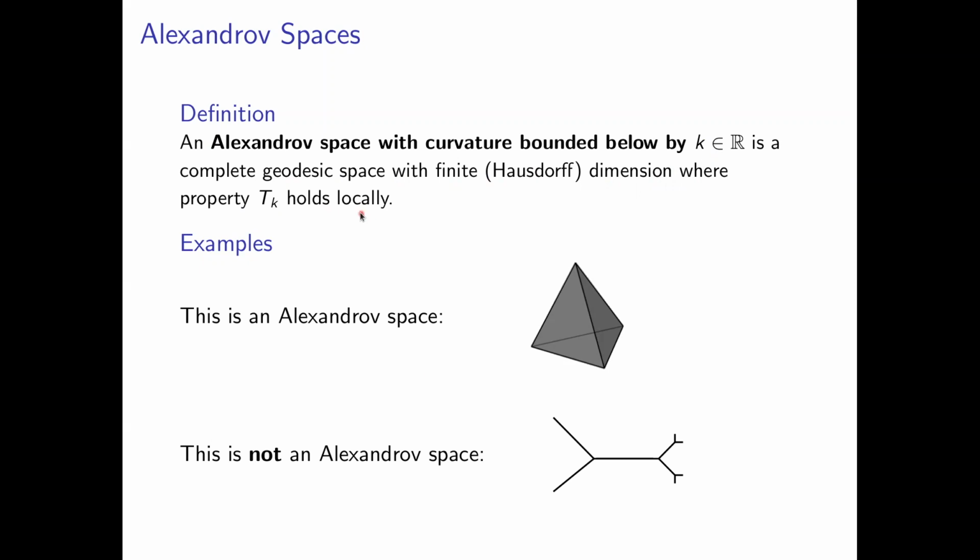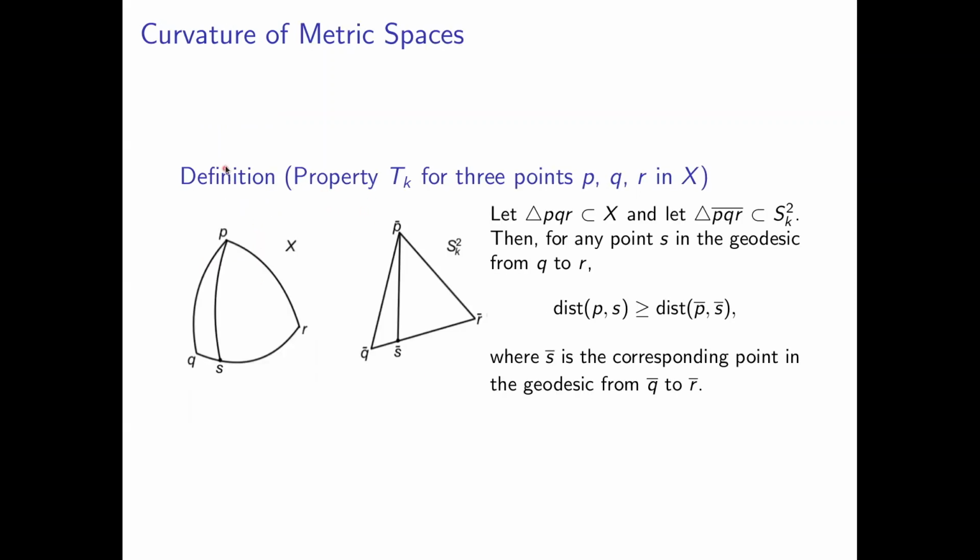Let me just go back. So you may ask, where does this come from? Why are we taking this as a notion of a lower sectional curvature bound? This is actually a theorem for Riemannian manifolds with lower sectional curvature bound K. If you have a complete Riemannian manifold with sectional curvature bounded below by K, then this property holds, and that's Toponogov's theorem.